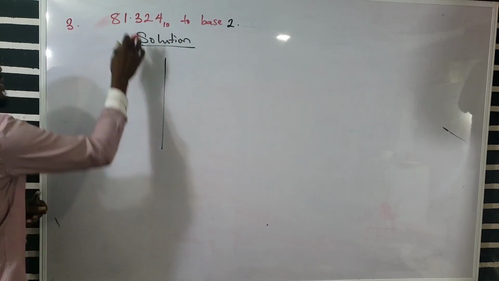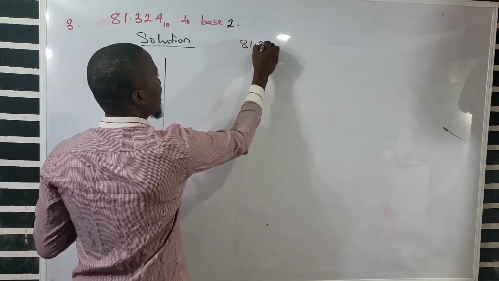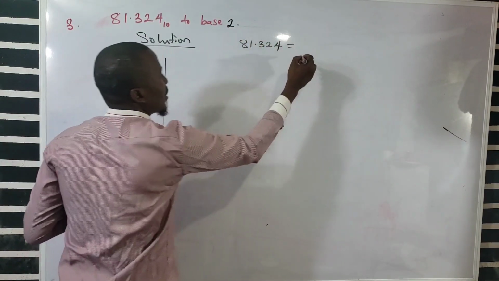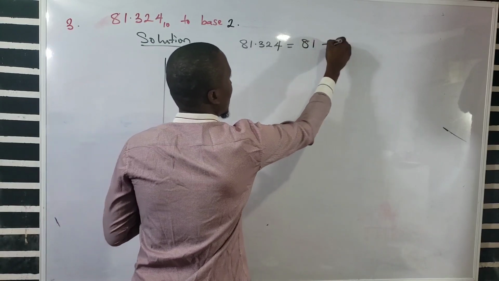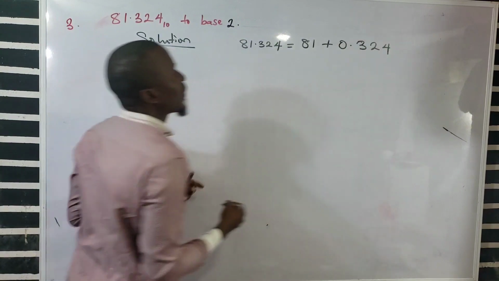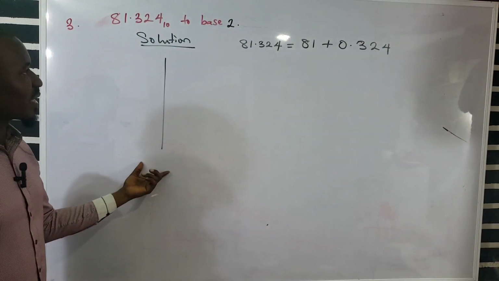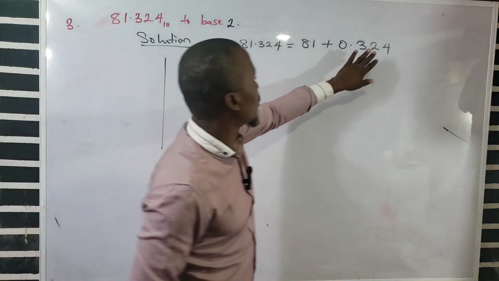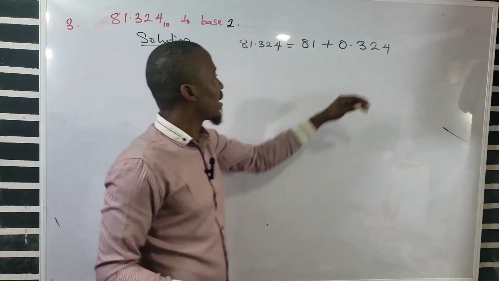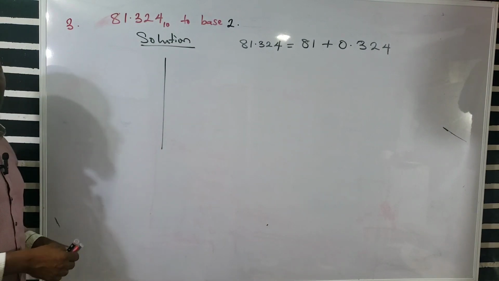So we convert the 81. Of course, when you separate this number 81.324, that will give you 81 plus 0.324. So let's convert the 81 the way we do our conversion, and we now do our 0.324 the other way of converting the decimal part.